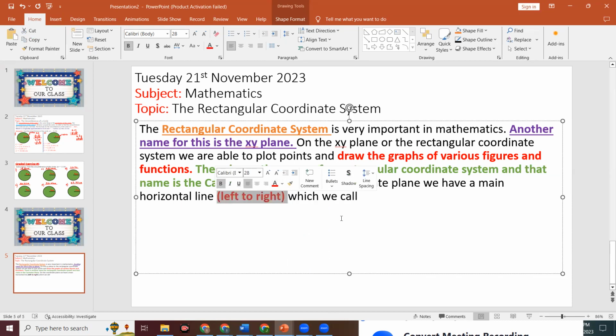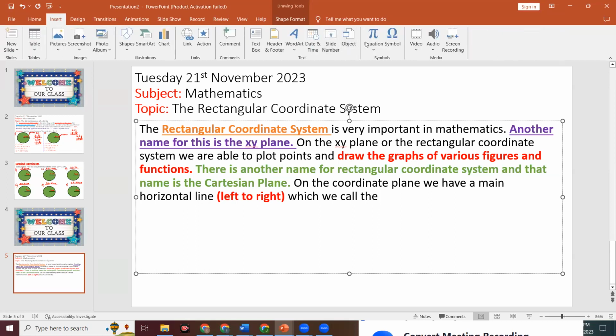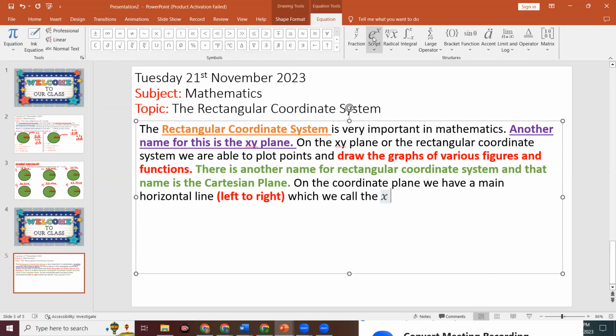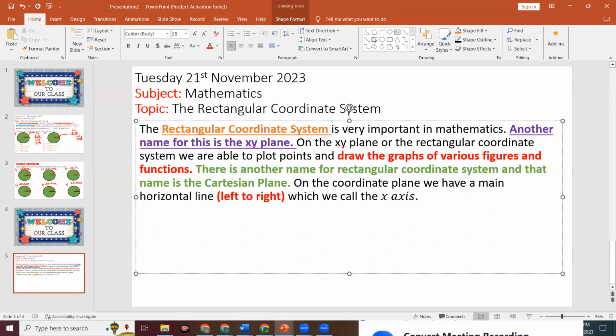What do we call the horizontal line on the coordinate plane? Very important name. We call it the x-axis. And the main vertical line we call the y-axis. By the way, what does vertical line mean? Vertical line means up and down. Very good. Up and down.